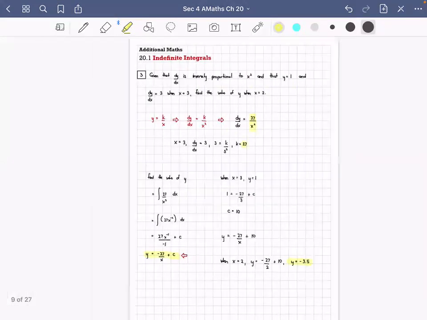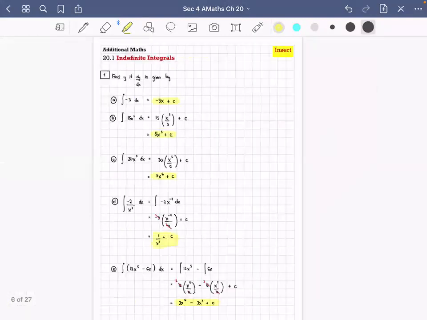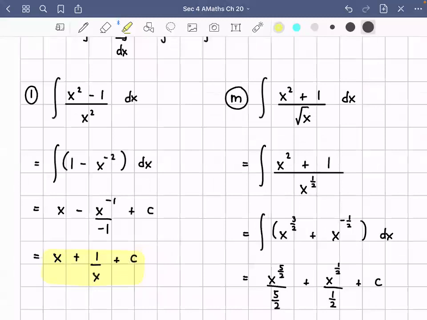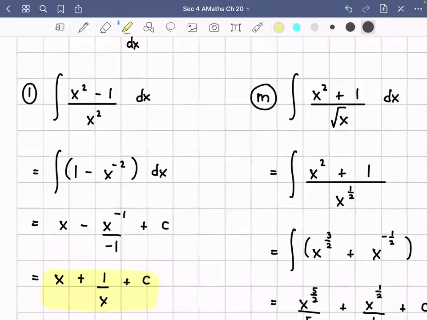Okay, so let's have another set of questions. Let's have letter L. Now we have a fraction. Again, in antiderivatives or in integration, we don't have a specific formula for quotient and product rule. So what should we do here? We should simplify this.